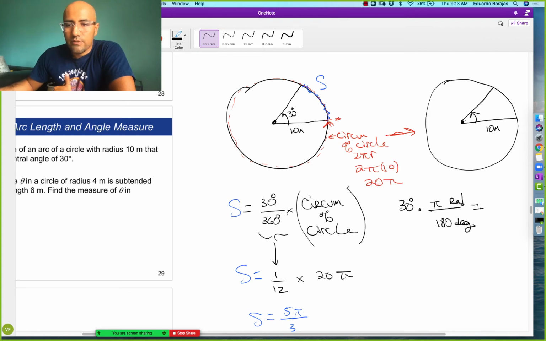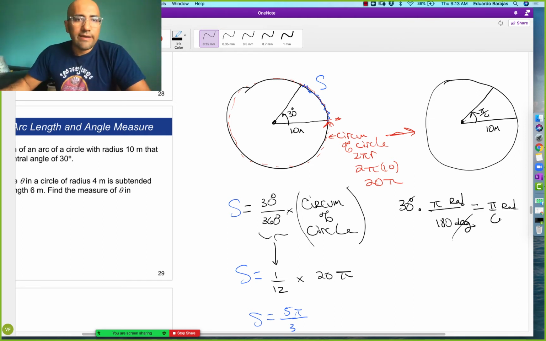And then this reduces, right? This cancels with the degrees. 30 degrees goes into 180 degrees 6 times. So this becomes pi over 6 radians. So we have pi over 6 here. Pi over 6. Good. All right.